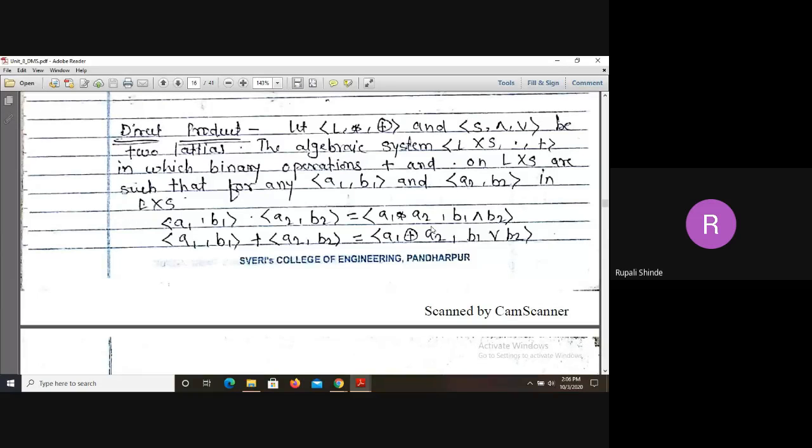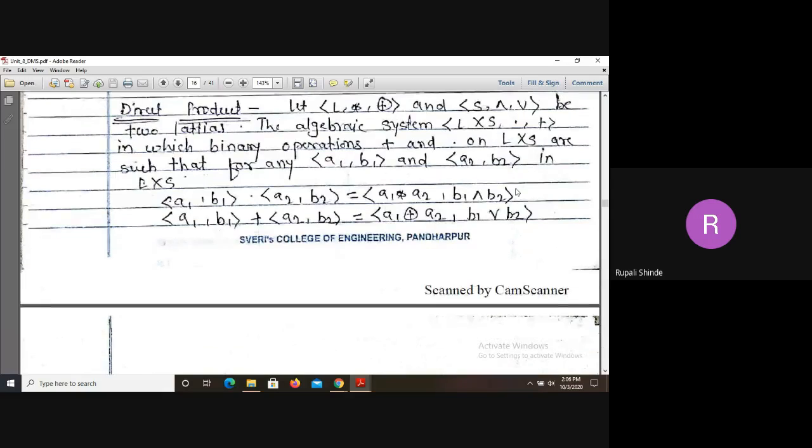Now, if you consider any two pair of elements a1, b1 and a2, b2, those are present in direct product of L and S. Then how we can perform this dot and plus operation on them? So consider pair of elements a1 b1 dot a2 b2. So this is dot operation. The dot operation म्हणजे काय? It is similar to star operation and AND operation.